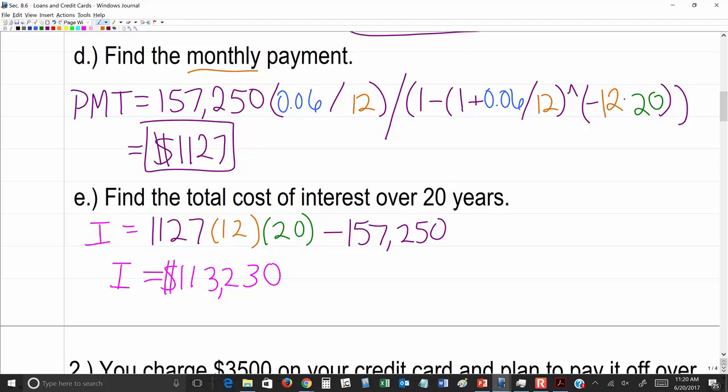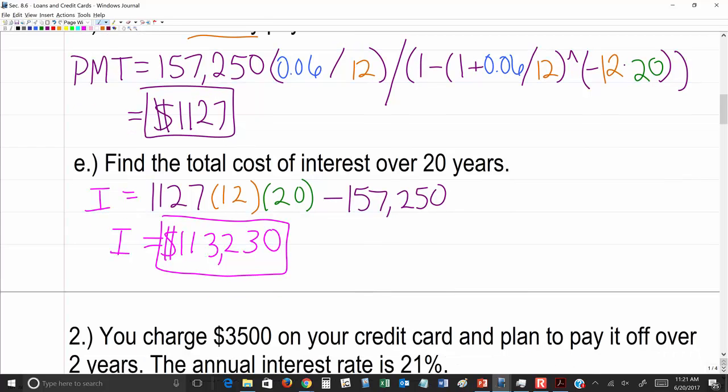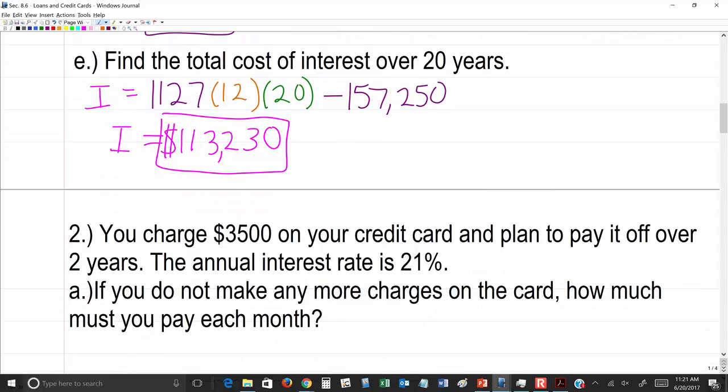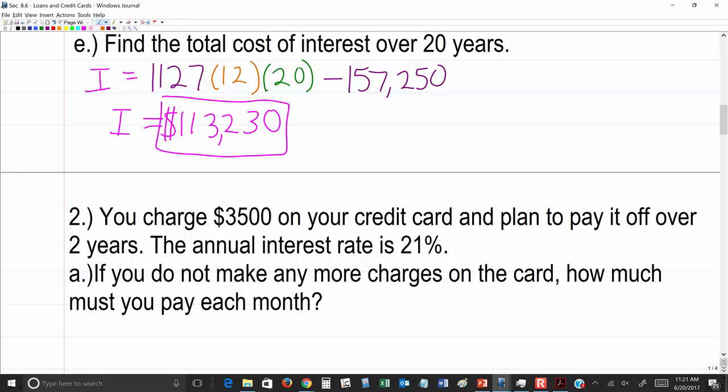So that is $113,230. That is a lot of interest, but the good thing is at the end of those 20 years, you own the home, you don't have to pay any more payments. Or you can probably sell it for a lot more than what you bought it for, make a bunch of money, and buy a better house.